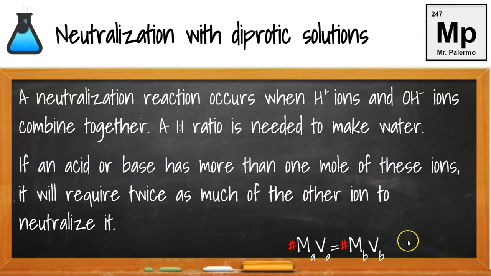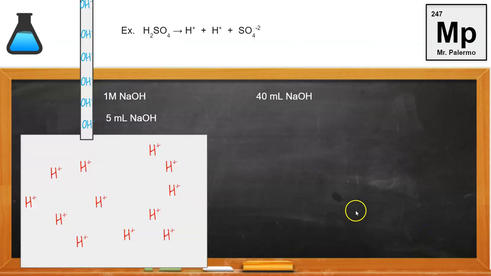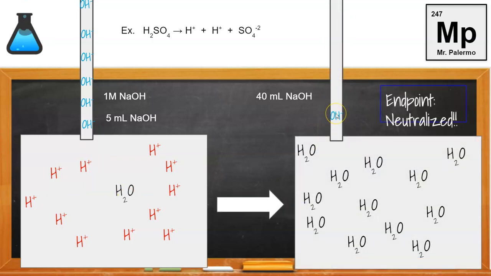So we can use our titration formula, MAVA equals MBVB, but in front of the concentration of the acid and the concentration of the base, we can put the number of moles of ions that are produced. So for example, if we're going to titrate using H2SO4, this is a diprotic solution because it produces 2 protons, 2 H+ ions. And so for every 1 mole of H2SO4, we're going to get 2 moles of hydrogen ions. So when we start to titrate and neutralize our acid with our base to form water, it's going to require twice as much of our base in this situation to neutralize our acid.